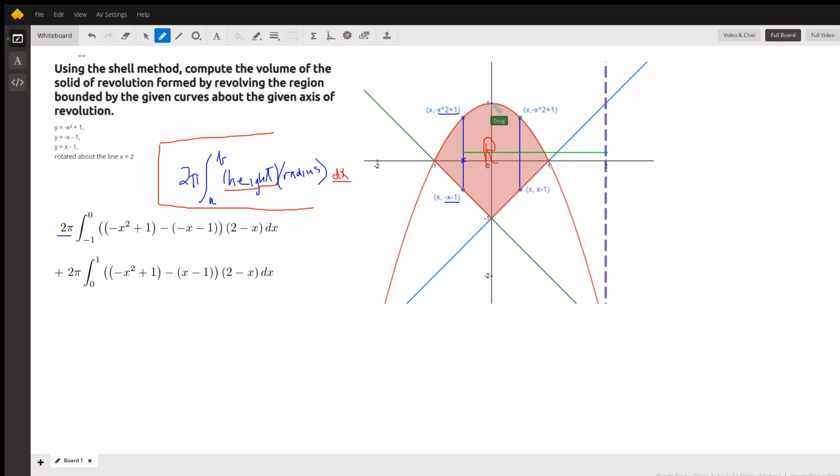We have, again, 2 different formulas. One for the left of the x-axis: 2 pi, there's the y-coordinate at the top minus the y-coordinate at the bottom. So this gives us right here the height of a typical shell. And 2 minus x is the average radius. And of course, there's the thickness of the shell.